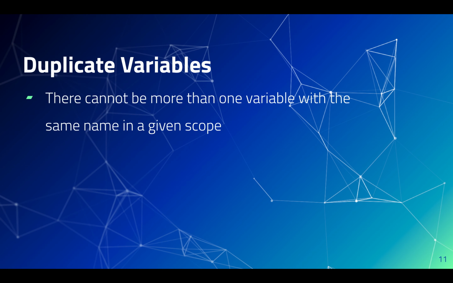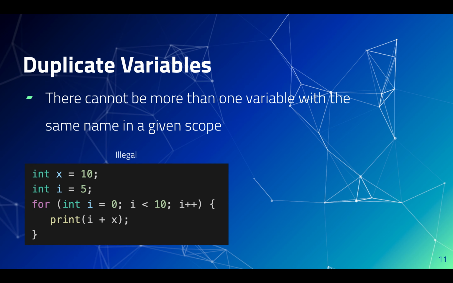And a note is there can only be one variable with the same name in a given scope. So here we have x is equal to 10, and then we have i is equal to 5. But then we create i is equal to 0 in this for loop. This would be illegal because this print statement inside of this for loop can access both this i and that i. So it wouldn't know which one to use, so you can't really run this code.